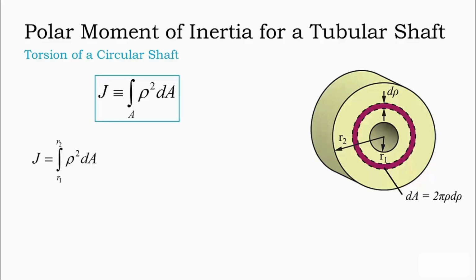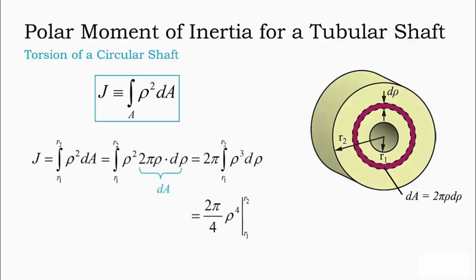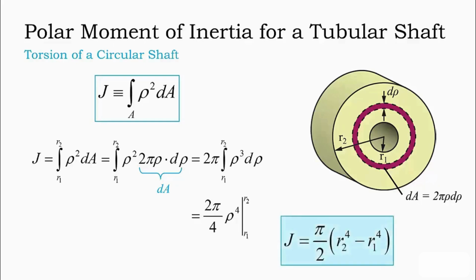The integral is performed from the inner radius r1 to the outer radius r2. Substitution of our element area into the integral, simplification, and subsequent integration of the result remain the same as before. However, due to the different limits on the definite integral, the final expression becomes a function of the inner and outer radius as shown here.